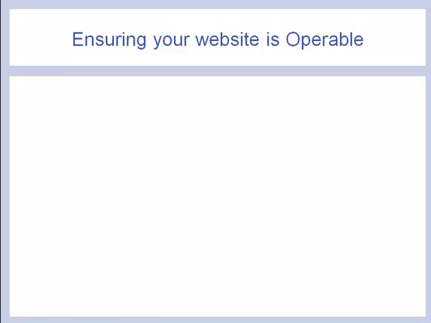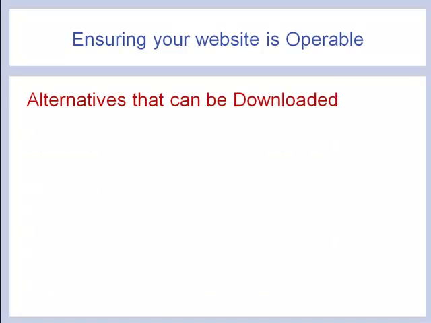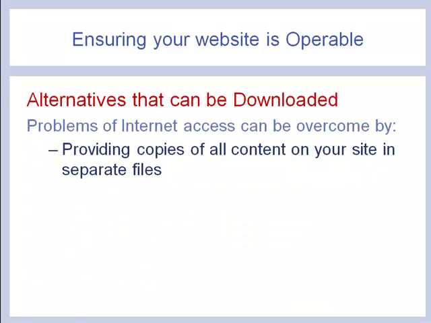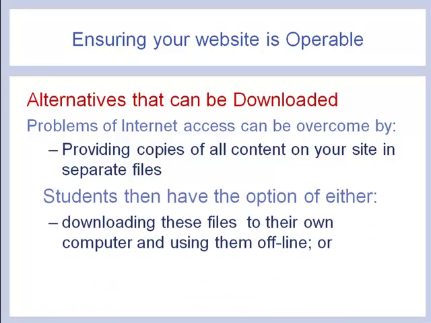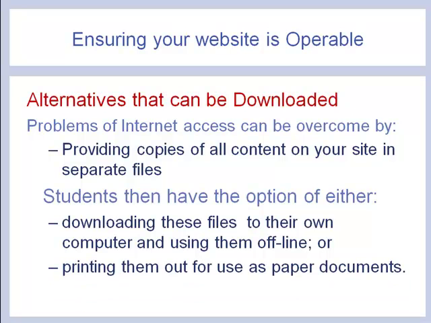Now, if your students don't have easy access to a reliable internet connection, then it is a good idea to provide alternatives that can be downloaded. By providing copies of all of the content on your site in either PDF or some other universally accessible formats, students have the choice of either downloading these to a folder on their computer's hard drive and then using them offline, or printing them out for use as paper documents. Where a significant number of students don't have access to a computer outside of school hours, the more cost-effective option is to provide them with photocopied handouts.